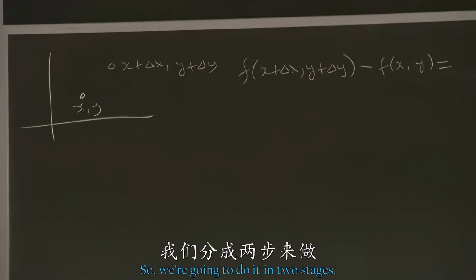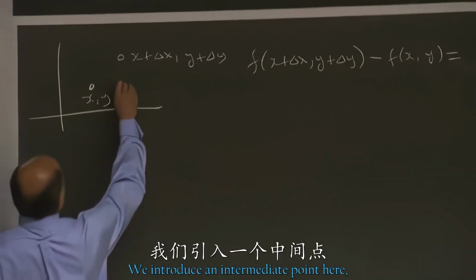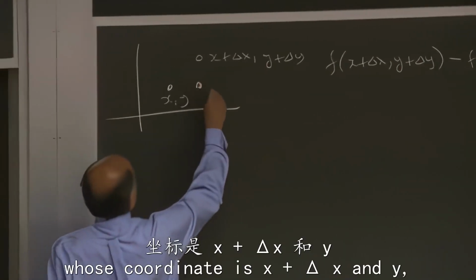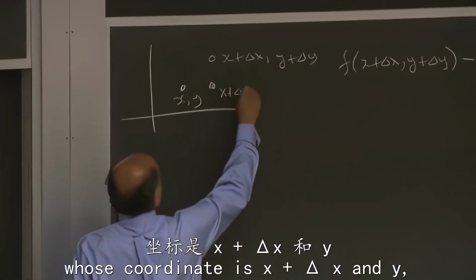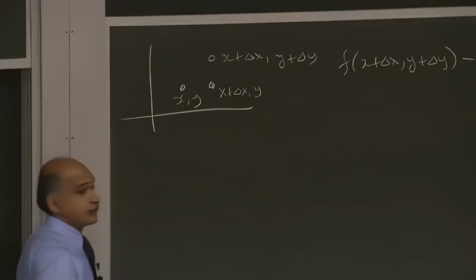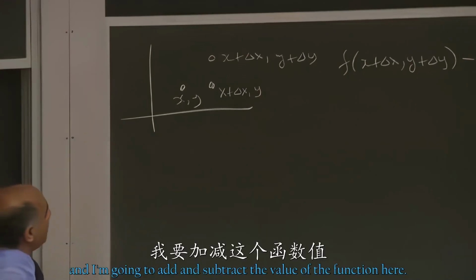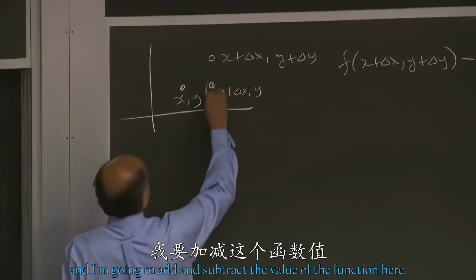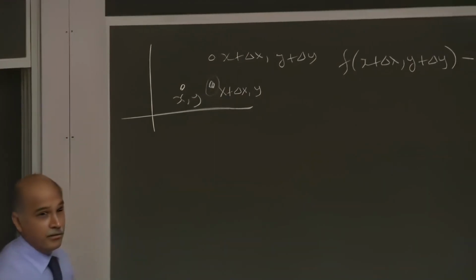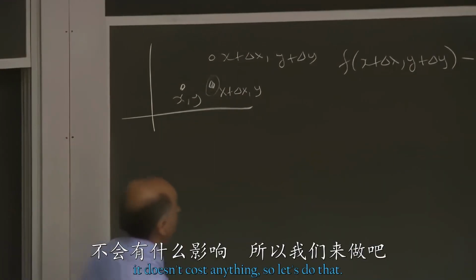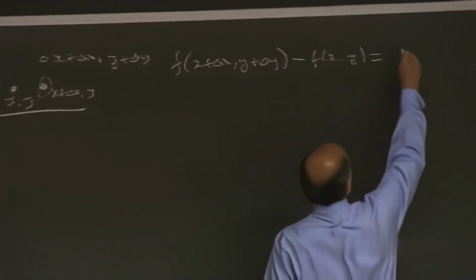So we're going to do it in two stages. We introduce an intermediate point here whose coordinate is x plus delta x and y. And I'm going to add and subtract the value of the function here. Adding and subtracting is free, it doesn't cost anything, so let's do that. Then what do I get?